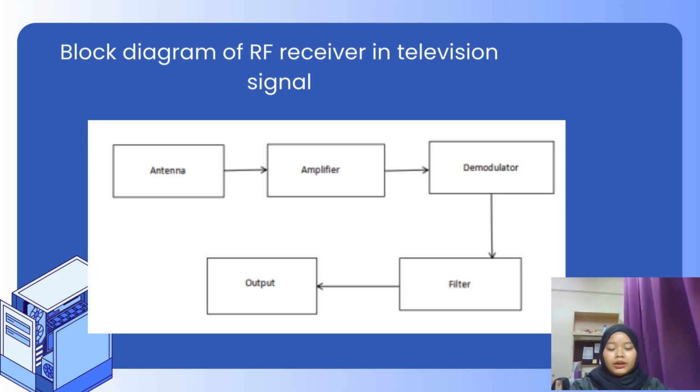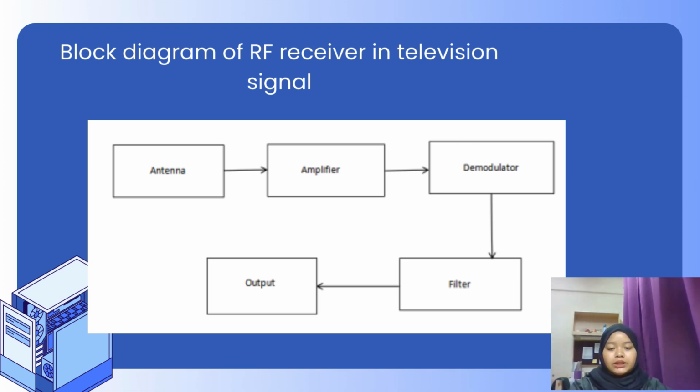After the demodulation, the signal goes through a filter to eliminate any noise or unwanted frequency, ensuring that only the desired information remains. The filter can also shape the signal, eliminating high frequency noise or low frequency disturbance that might distort the information. Finally, the clean signal is sent to the output stage, where it is delivered in a usable format such as sound or data.